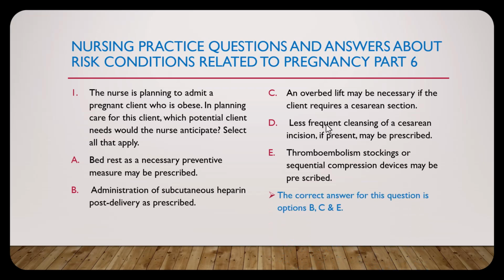Now for this question, the correct answer is option B, administration of subcutaneous heparin post-delivery as prescribed. Then option C, an overbed lift may be necessary if the client requires a cesarean section. And option E, thromboembolism stockings or sequential compression devices may be prescribed. Now let's move to the rationale.